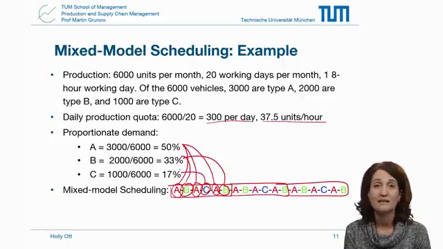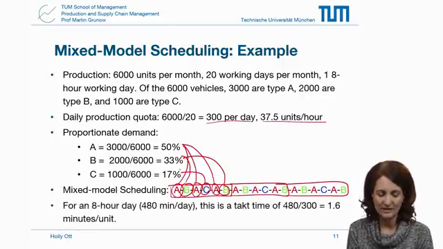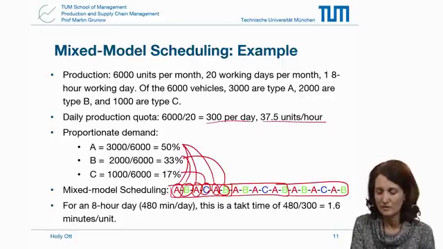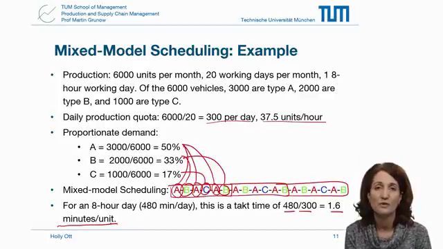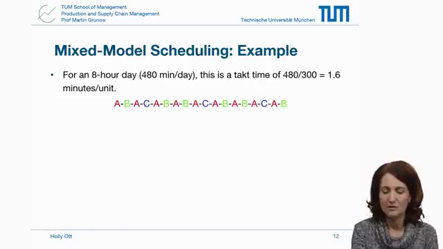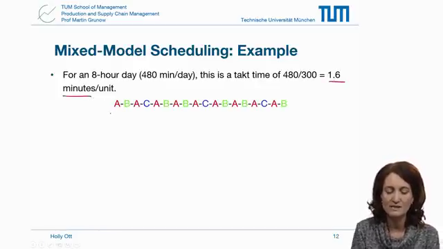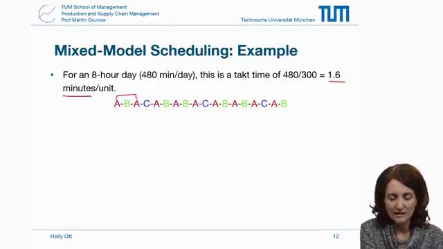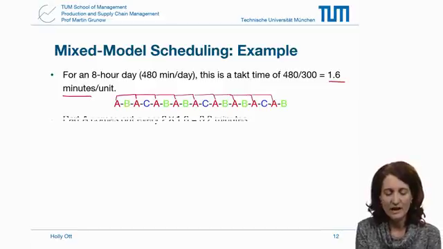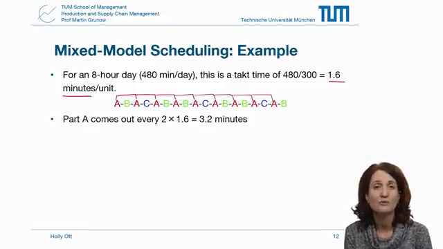Now, to calculate the takt here, we have an 8-hour day, or 480 minutes per day, and we need to produce 300 per day. So 480 over 300 gives us 1.6 minutes per unit. So here's our 1.6 minutes per unit. Here's our mixed model schedule. Part A, you see, is coming out every 2 units, right? All the way along. So part A will be coming out every 2 times 1.6, or 3.2 minutes.